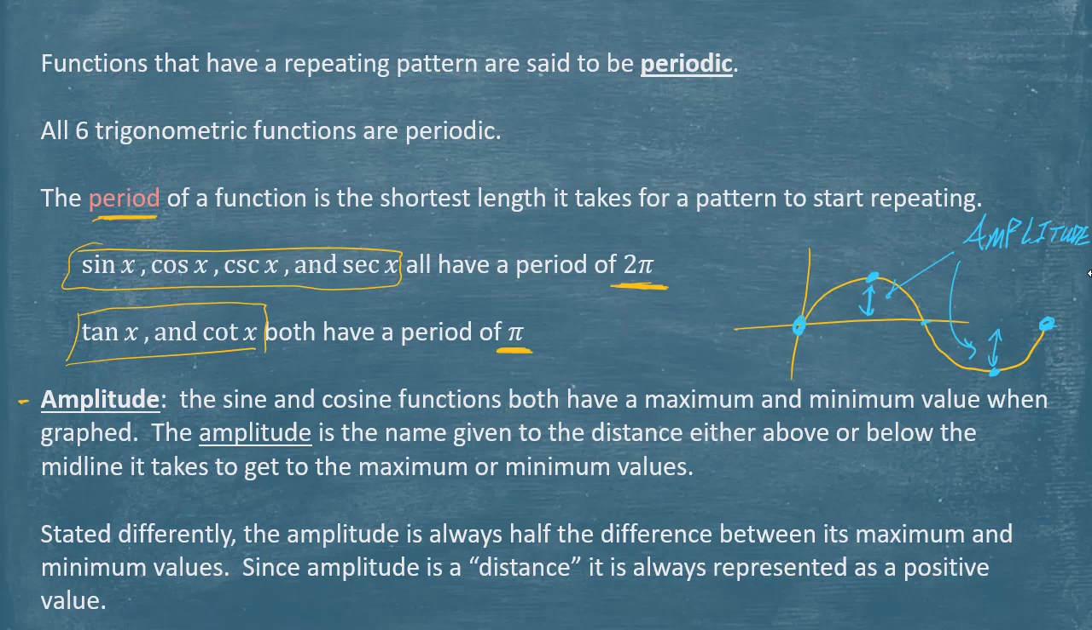And then for secant and cosecant, it would be how long it takes for it to make one upside down U and one right side up U. Or you can go from asymptote to, I guess, not the next asymptote, but 2 asymptotes later. That would also be another way we could identify the period visually, at least with secant and cosecant. But generally speaking, again, period is how long it takes for it to start repeating the exact same pattern.